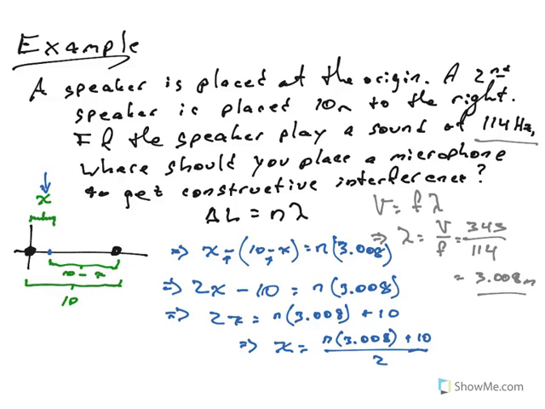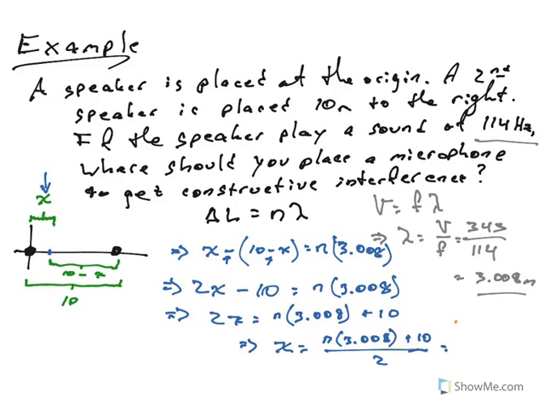And that's the answer. Basically, if I want to know where I should put this microphone, first thing this tells me is because there's the n sitting there, and I could choose what value for n, then there's multiple places I could put this microphone and still get constructive interference. There's not just one place, but there's many places. What are those places specifically? Start plugging in values for n. Remember, n has to be an integer.